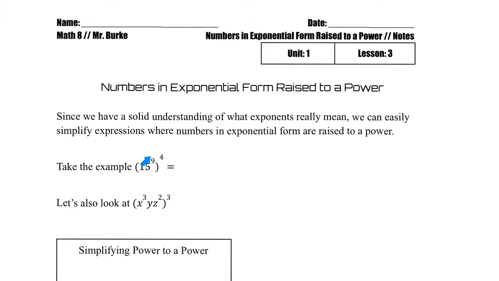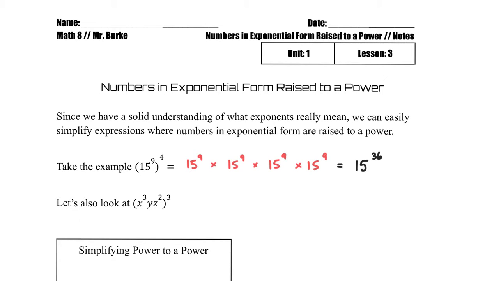So we are raising this to the fourth power, which means the base is 15 to the ninth, and we are multiplying that by itself 4 times. And then we can simply apply what we learned in the last lesson. 15 is the base, and then I add my exponents. 9 plus 9 plus 9 plus 9 gives me 36. So that's what's going on there.